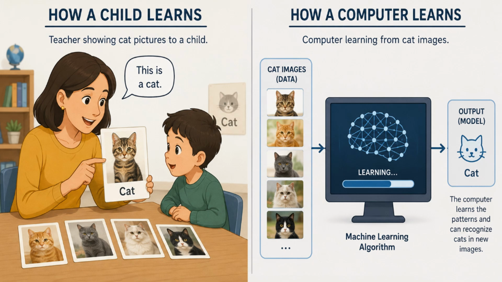A machine learns in a similar way. Instead of showing pictures to a child, we provide many examples to a machine learning algorithm. The algorithm studies these examples, discovers the underlying pattern, and creates a trained model. Once trained, the model can recognize or predict outcomes for new data it has never seen before.